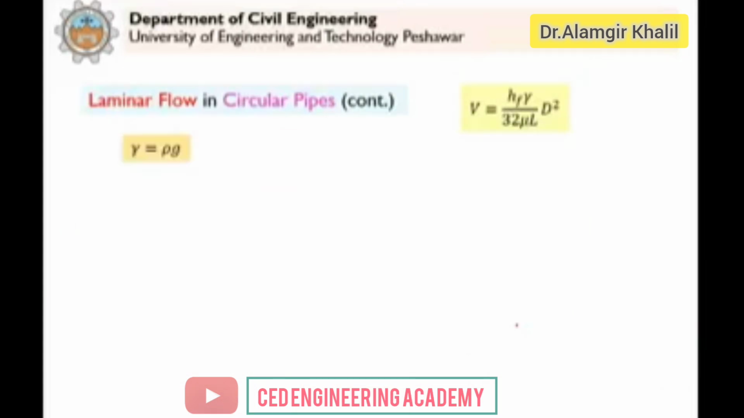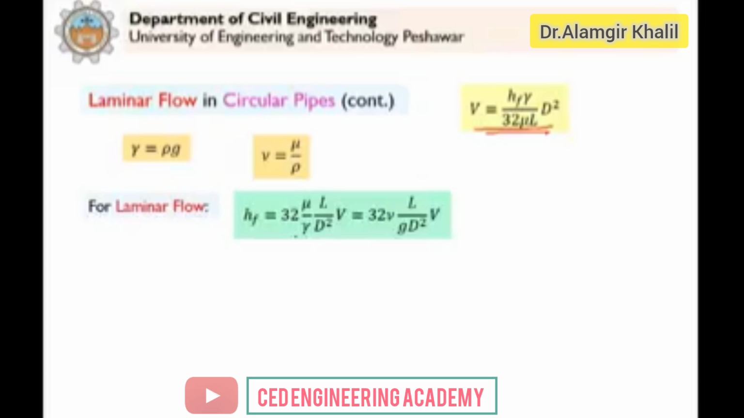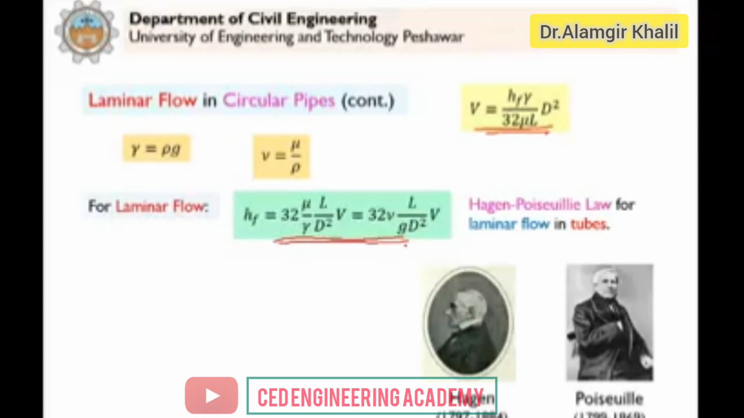Then based on those equations, we already came up with V is equal to this factor. Now for laminar flow, HF is given by this equation here. And this equation, we studied, is known as the Hagen-Poiseuille law for laminar flow in tubes. Hagen was a German engineer and Poiseuille was a French scientist, a medical doctor, and they independently conducted experiments and developed these equations. That's why this equation for head loss HF is known as the Hagen-Poiseuille law.